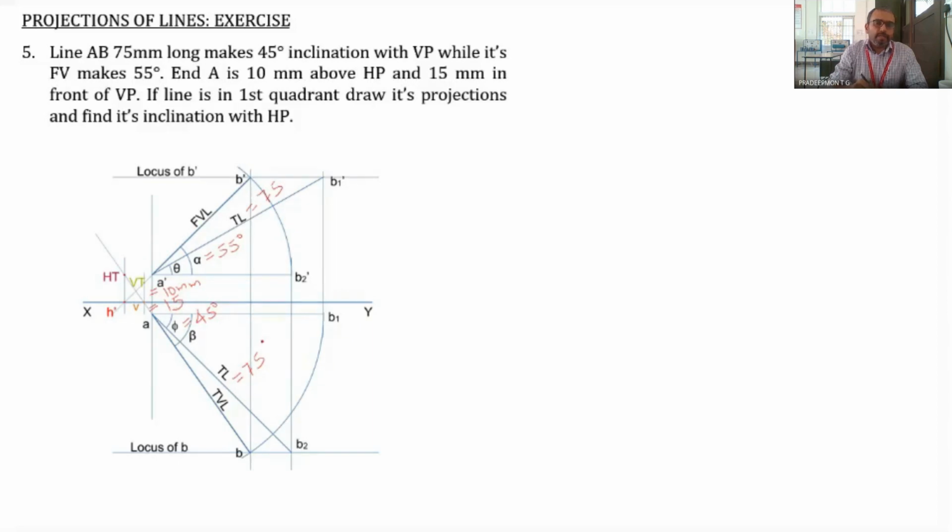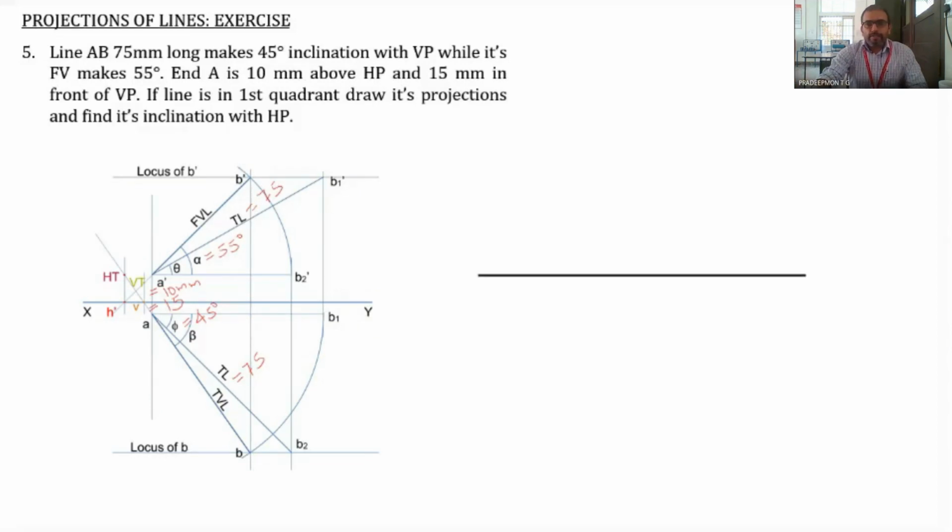So the data are: the true length is 75 millimeter, the true inclination with the VP, phi, is 45 degree, the inclination of the front view with the XY line is 55 degree, the distance of A dash from XY line is 10 millimeter, and the distance of A from XY line is 15 millimeter. These are the five data that are given. So now how to draw it? First, let's see the animation, and then I'll draw it in the OpenBoard software, and along with my drawing, you can also complete the drawing.